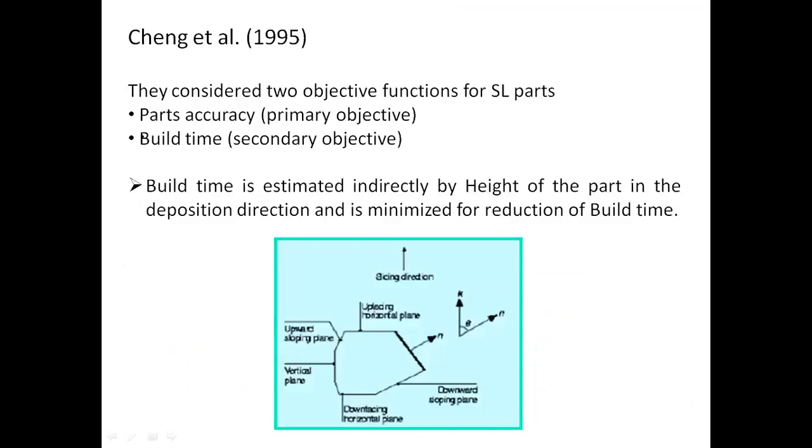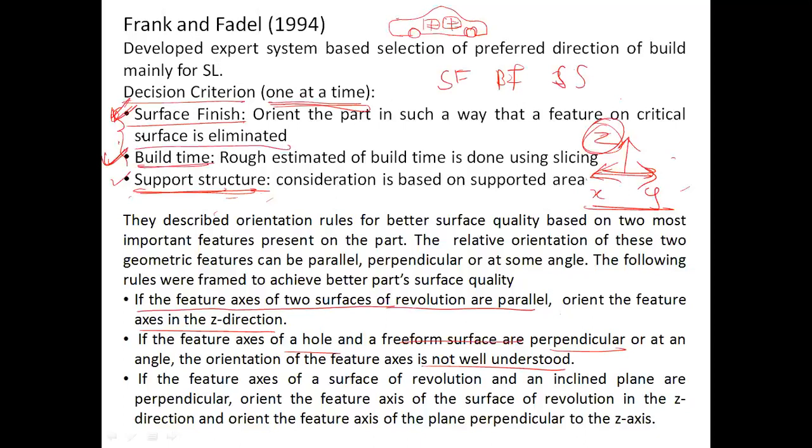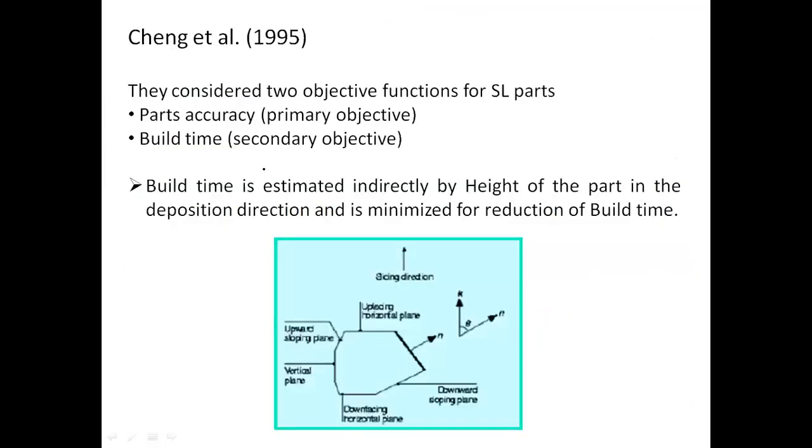Based on Frank and Fadel's work, Chang came up with new functions. Frank and Fadel had 3 decision criteria, but all 3 criteria were independent. What Chang did was make 2 criteria, accuracy of the part and build time, one a primary function and one a secondary function. So part accuracy he determined as the primary function, and build time as the secondary function.